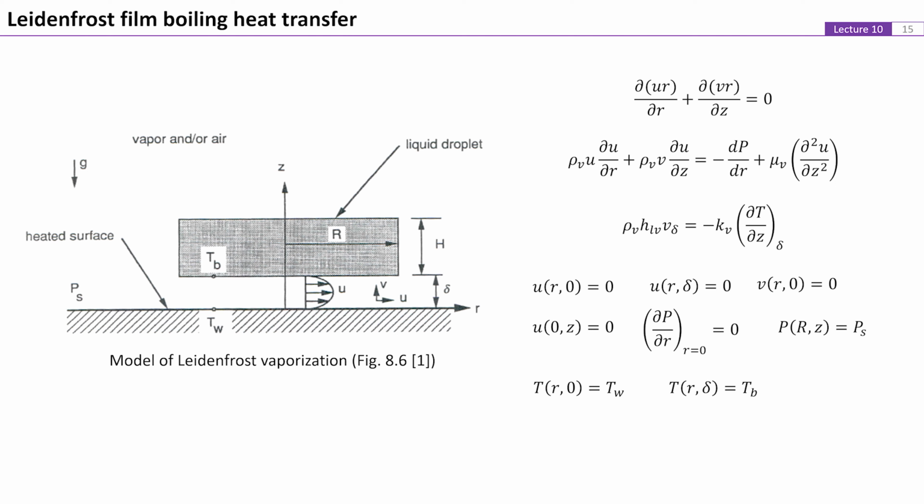This figure shows an idealized model for analyzing the Leidenfrost vaporization. The continuity and momentum equations correspond to the disk of the vapor film underneath the droplet. The vapor is treated as an incompressible fluid. The heat transfer from the hot surface to the droplet by conduction through the vapor film balances the evaporation rate of the liquid droplet. Boundary conditions are listed here for reference.